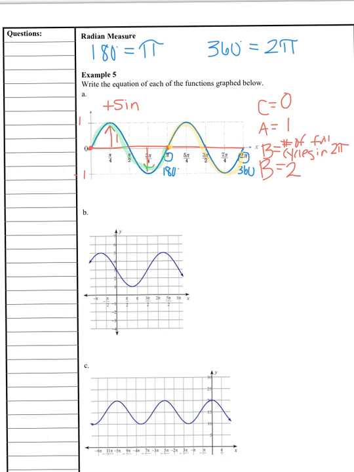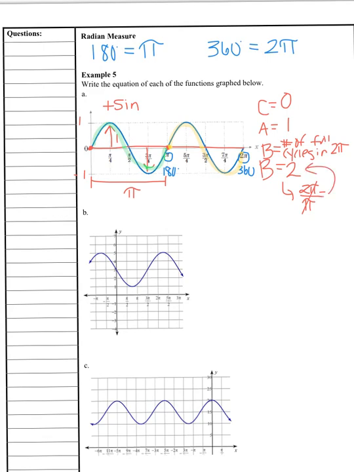And if you couldn't see that, what we would do here is, instead of 360 divided by the period, we would do 2 pi divided by how long it took for one cycle. So 2 pi, one full cycle, that green cycle took pi radians. So we're going to do 2 pi divided by pi. Those cancel out, giving us back our 2 for our frequency.